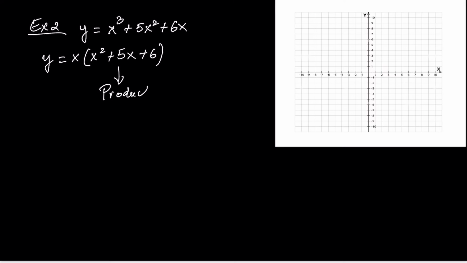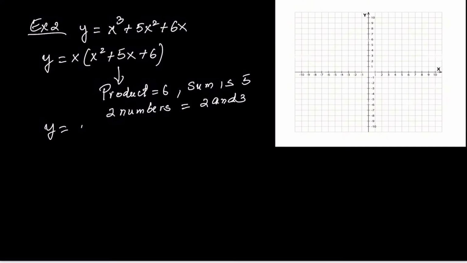We need two numbers whose product is 6 and whose sum is 5. Those numbers are 2 and 3. So x squared plus 5x plus 6 becomes (x plus 2) times (x plus 3). Therefore, the fully factored form is x times the quantity x plus 2 times the quantity x plus 3.